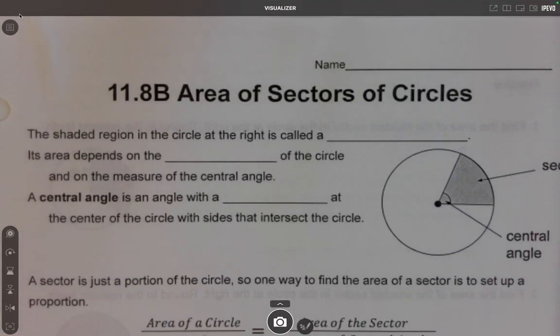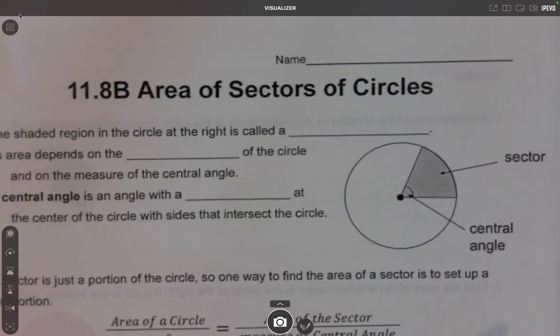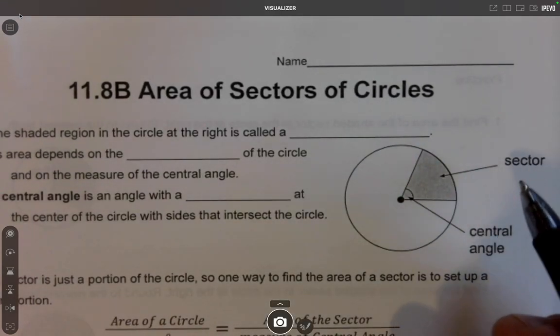This is still chapter 11, section 8, but we focus just on finding the area of an entire circle in our first part of the lesson. Now we're going to focus on the other part of chapter 11, section 8. That's finding the area of just part of a circle. A part of a circle, the way they're wanting us to do it, is called a sector. So it's just part of the circle, but they call it a sector.